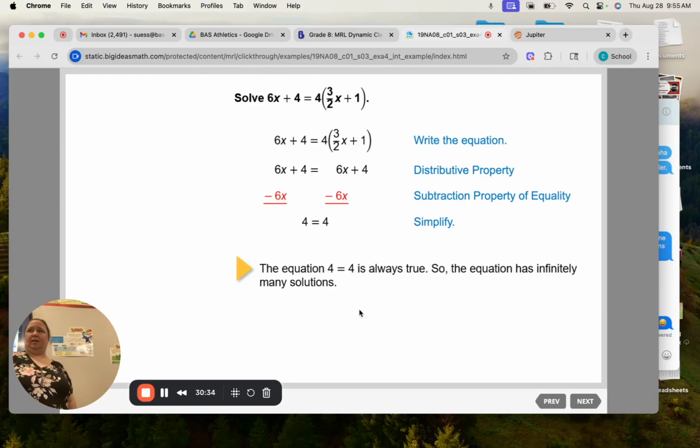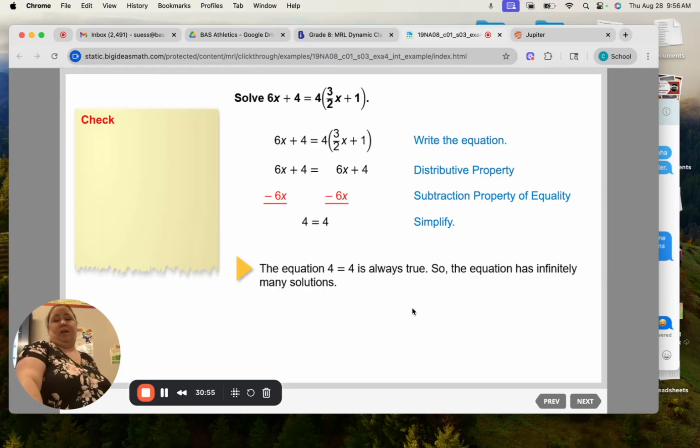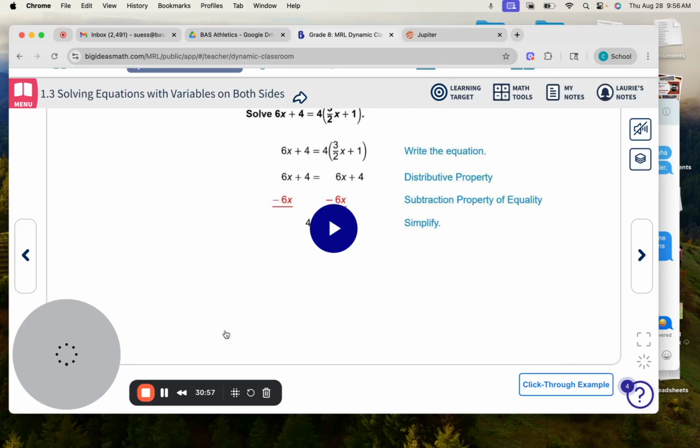What questions do you have about this? Any? None? Good? So when it gets to the point where it says, like 4 equals 4, that's when we just say many solutions. As long as 4 truly equals 4. If I have 4 equals 72, then no. That would be no solution.